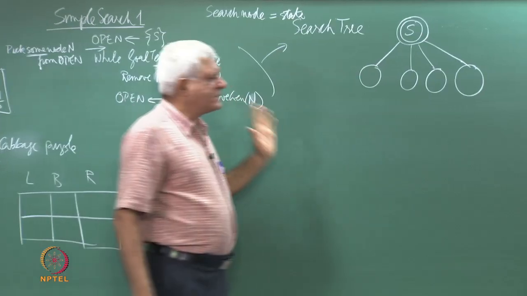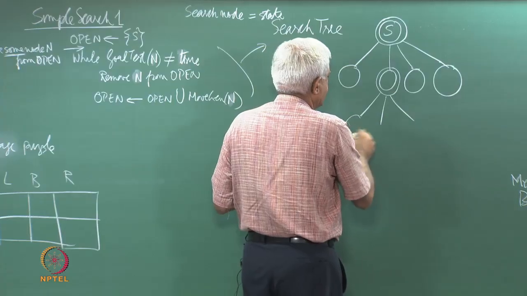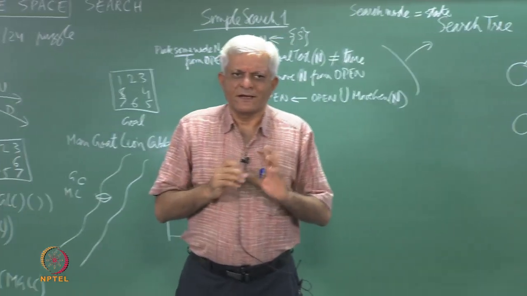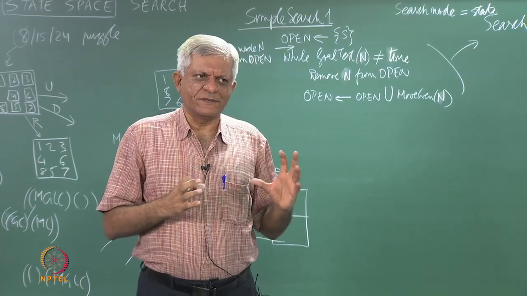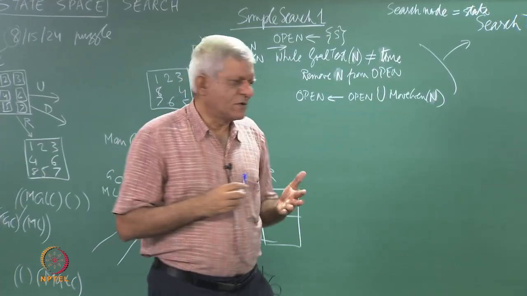We have not specified which node. So, let us say we pick some node and we generate and add its successors to open. This is a general process that our search algorithm is going to follow. We have this set of open nodes, we pick one from there and see whether that is a goal node or not.